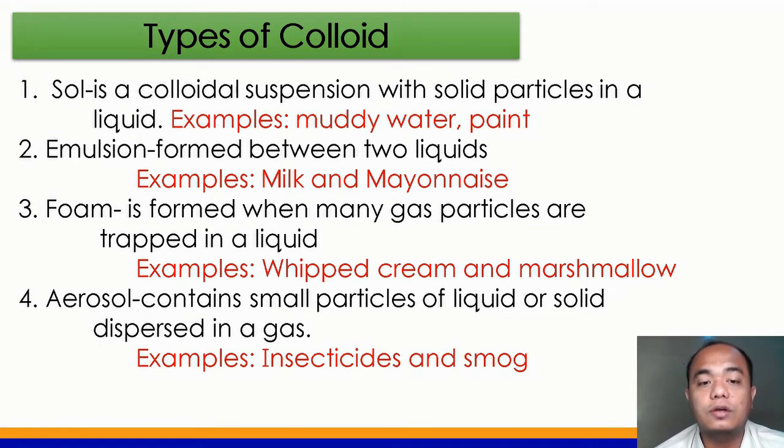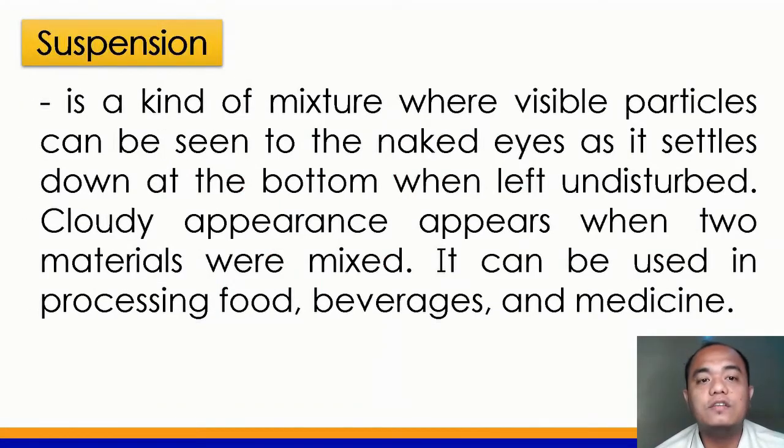And we have aerosol, which contains small particles of solid or liquid dispersed in a gas. Examples are insecticide and smog. And the last classification of mixture is suspension. Suspension is a kind of mixture where visible particles can be seen with the naked eye as it settles down at the bottom when left undisturbed.